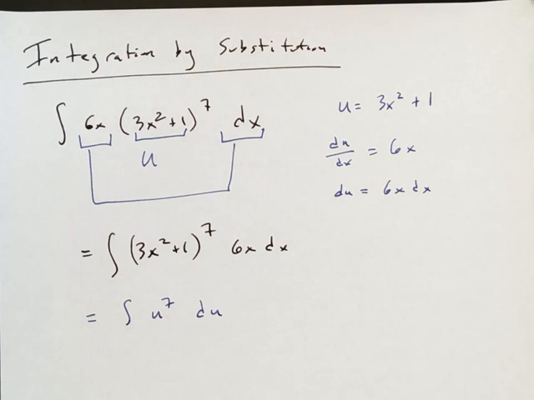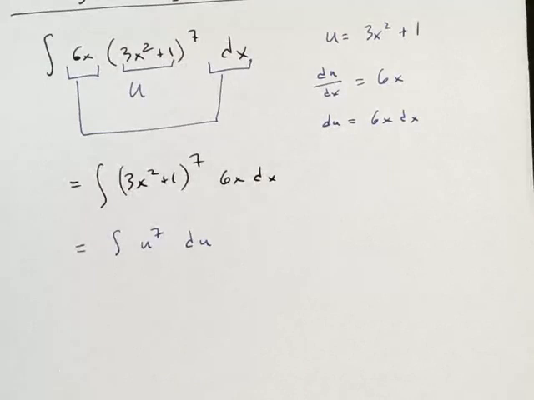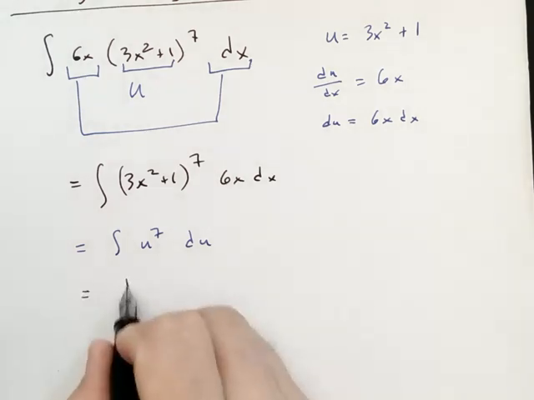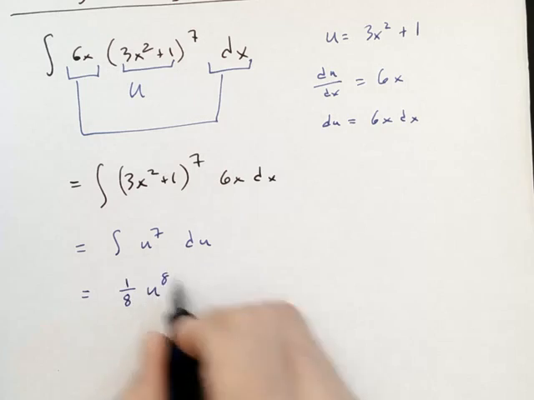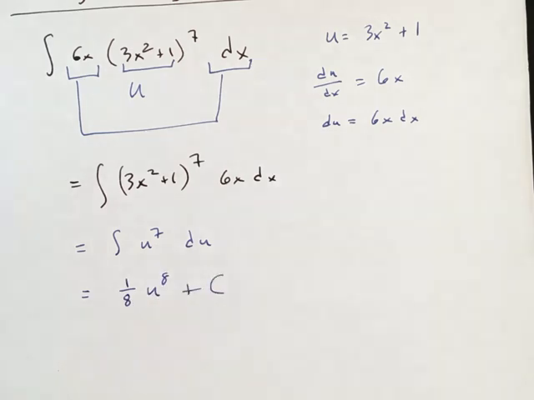But that bottom integral, that's easy. That's power rule. That's exactly what we did Monday. The antiderivative of u to the 7th is 1 over 8 times u to the 8th plus a constant. Perfect. Wonderful. I started my problem in x. I should finish my problem in x.